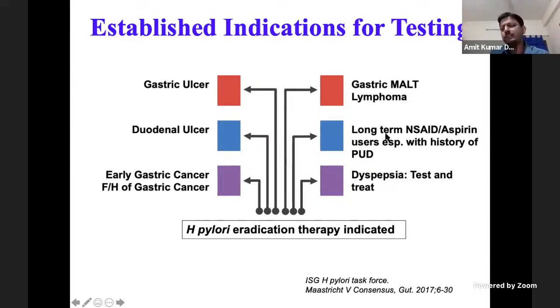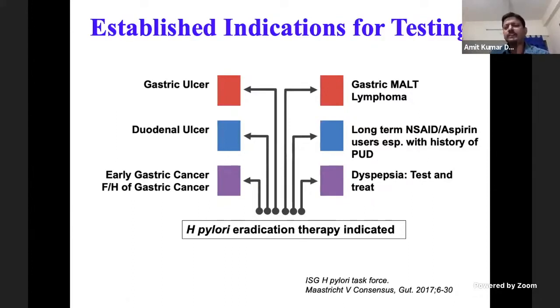This probably is one of those indications where, because these patients don't come too much to gastro and are usually seen in cardiology practice, the H. pylori testing may not be happening. But this is one group where there is a recommendation that if you eradicate H. pylori, the risk of bleeding is lesser. So those who are going to be or who are already on long-term NSAID and aspirin, that's one group where we should check for H. pylori. And finally, dyspepsia. Now, dyspepsia, we know, is a very common condition.